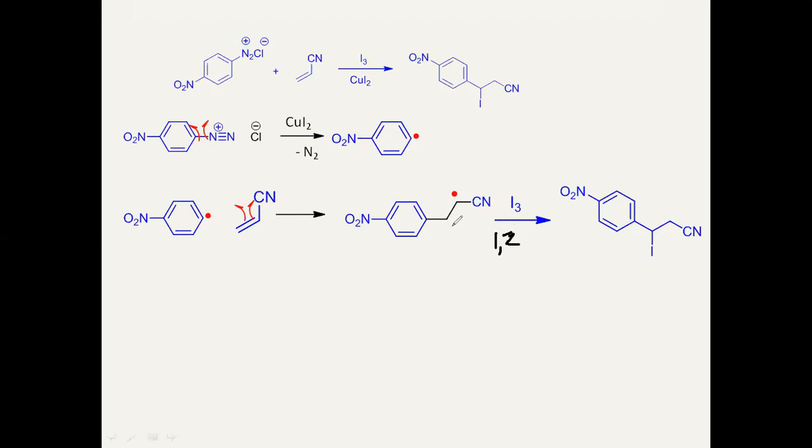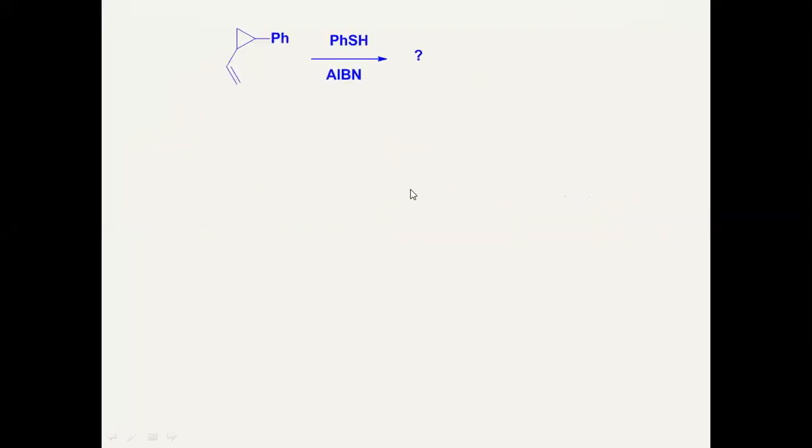1-2 shift means this hydrogen which is at this carbon migrates from this carbon to this carbon, and there is a generation of radical here. Because this is a very stable radical stabilized by this ring, that radical will react with iodine and will form the expected compound.